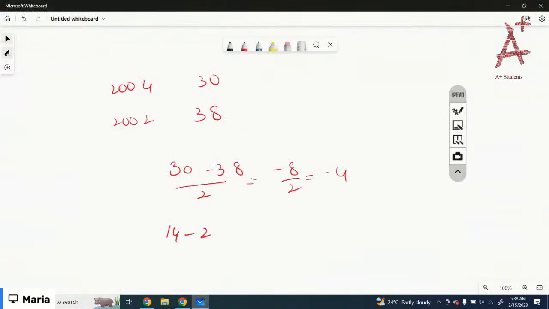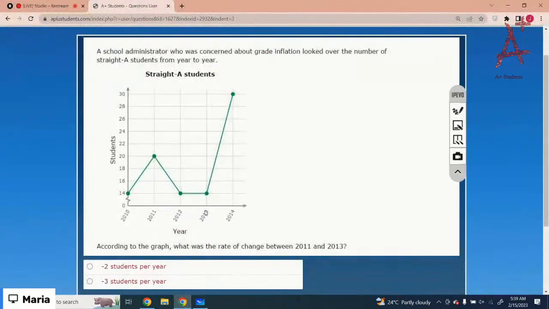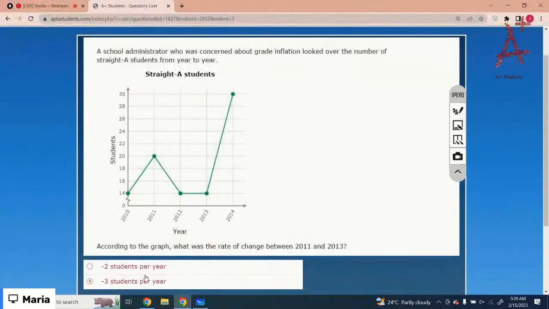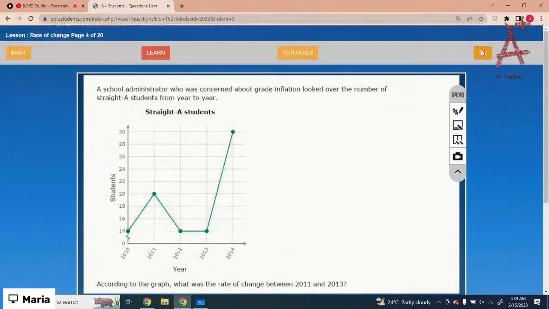You have to do 14 minus 20, and the difference between the years, 2011 and 2013, is 2. You have to divide by 2. So 14 minus 20 is negative 6. Negative 6 over 2 is negative 3. Got it? That means negative 3 students per year. Okay, you can complete the test by yourself later today.